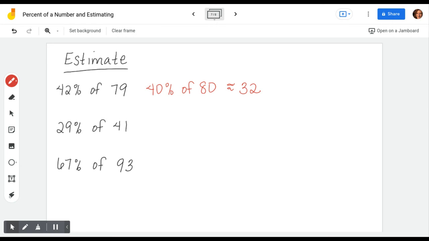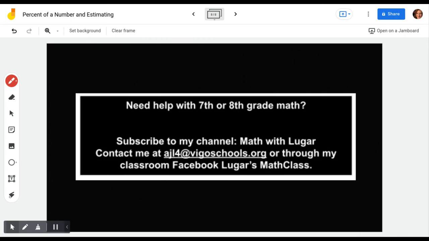29% of 41, I'm going to round that to 30% of 40. Drop the zeros, that's about a 12. 67%, I'm going to round to 70%. 93, I'm going to round to 90. Drop the zeros, that's about 63. That's all there is to it. Really short lesson for this one.